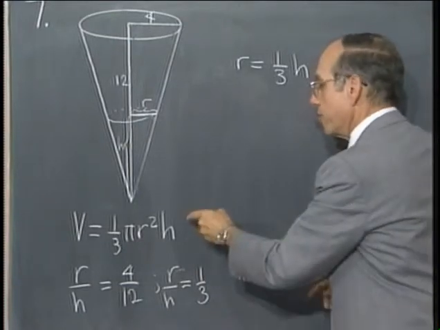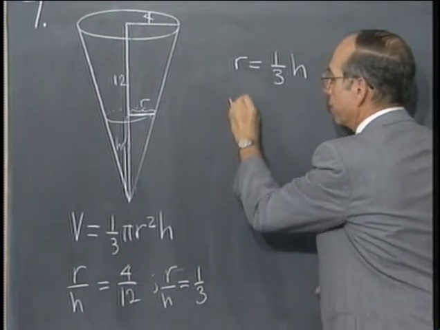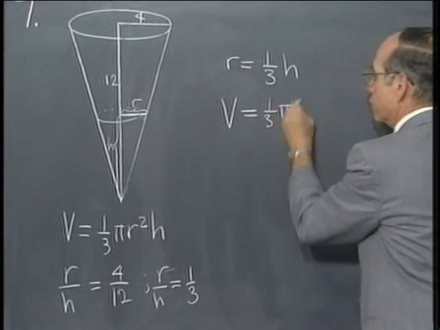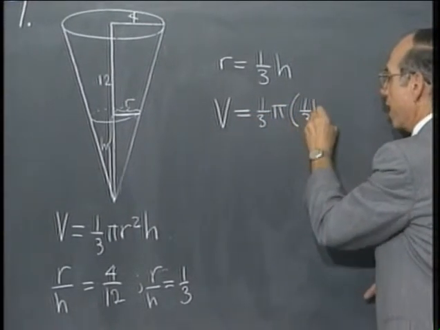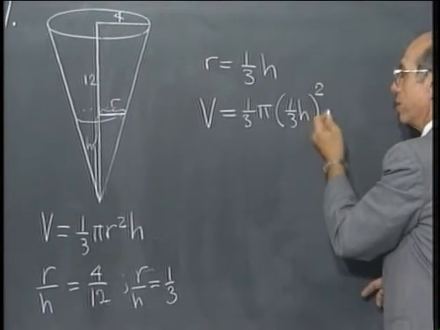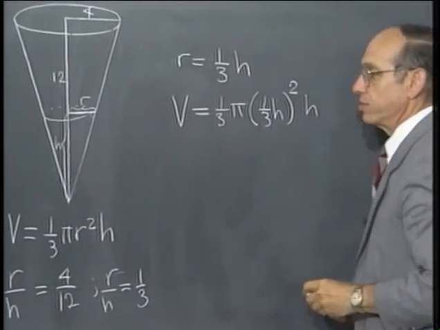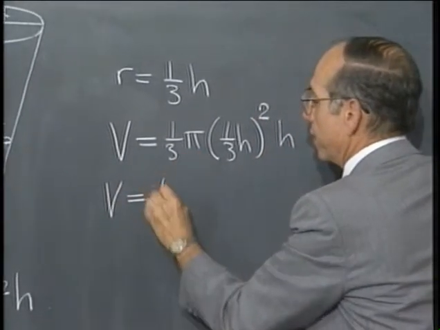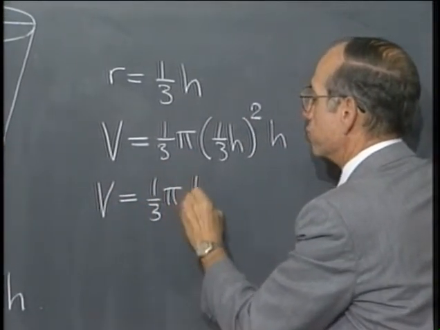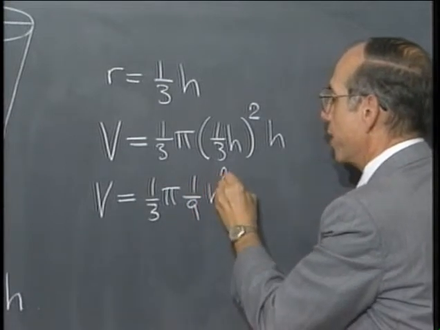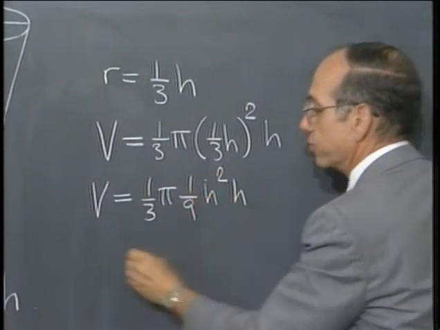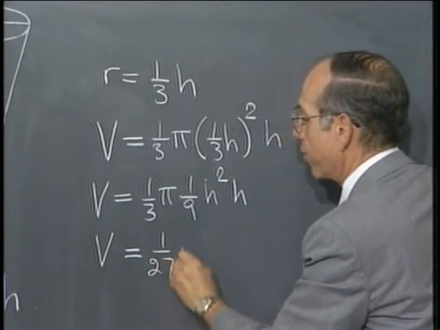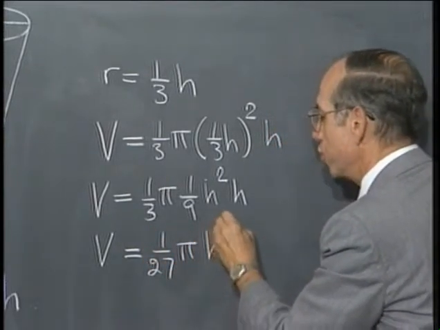Now, substituting into the original formula, I get the volume is equal to 1/3 of pi times r squared, that's 1/3 h, the quantity squared, times h. That is, the volume is 1/3 pi times 1/9 h squared times h, or in other words, the volume is 1/27 pi times h cubed.